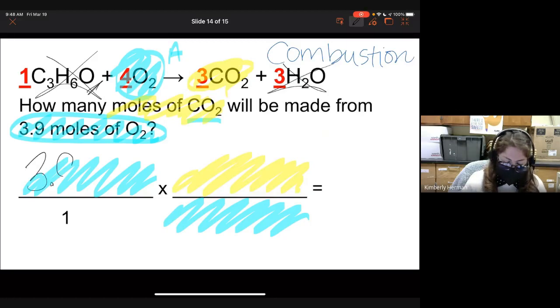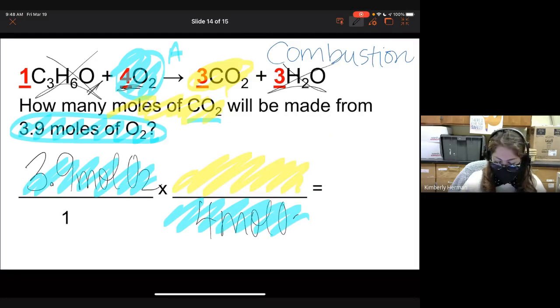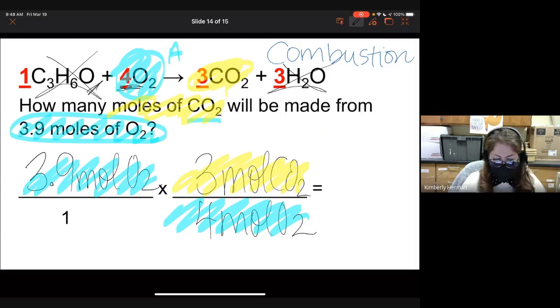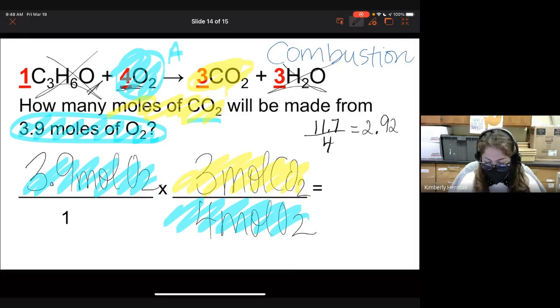So we get our given of 3.9 mole of O2. Then we look at our coefficient. We're going to have 4 mole of O2 on the bottom, 3 mole of CO2 on the top. And then now we just have to solve for it. So we're going to see if we multiply the top, 3.9 times 3, we get 11.7, and then the bottom is 4. So we divide that 11.7 by 4, we get 2.925.